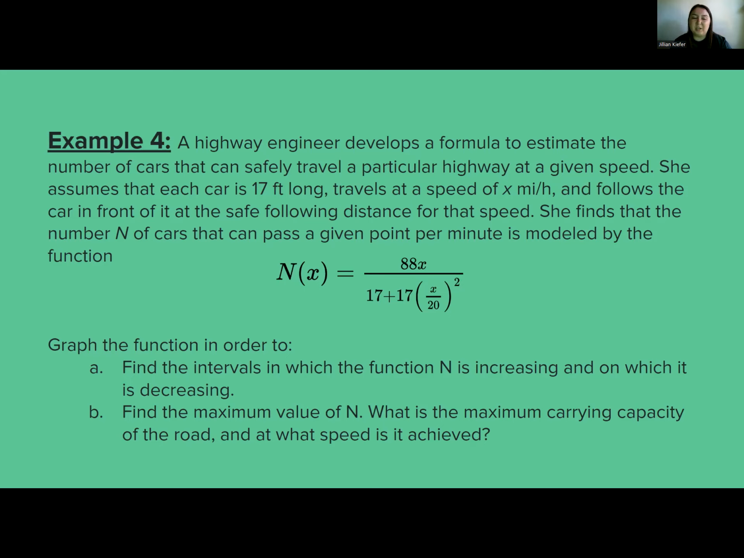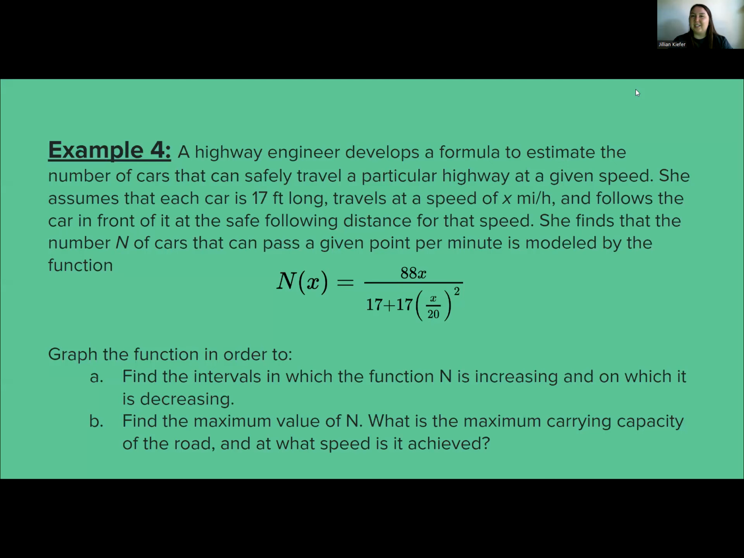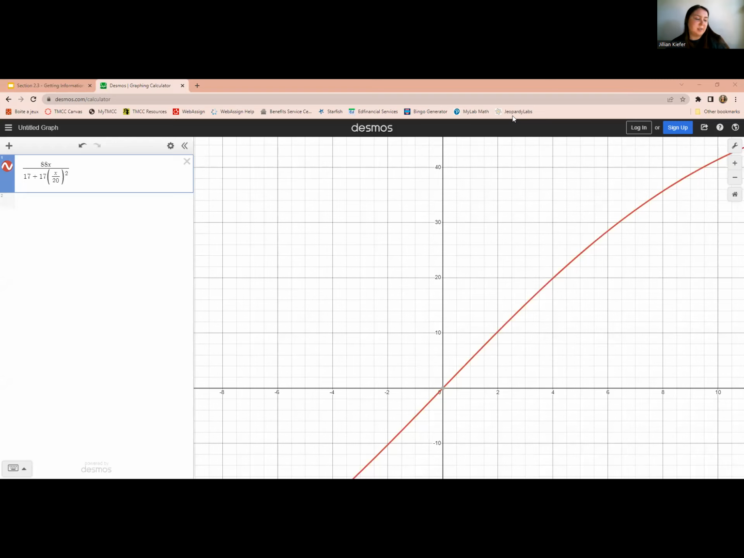We're going to graph the function in Desmos, and we're just going to determine the intervals where our function is increasing and on which intervals it is decreasing. And part B, we're going to find the maximum value of n, the maximum carrying capacity of the road, and also at what speed that is going to be achieved. All right, so let's head on over to Desmos to graph this function and then be able to answer these questions. All right, so here we are in Desmos.